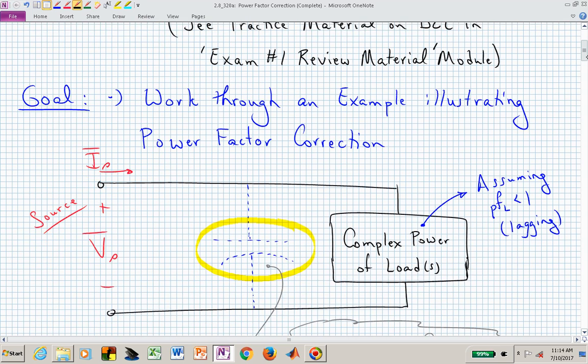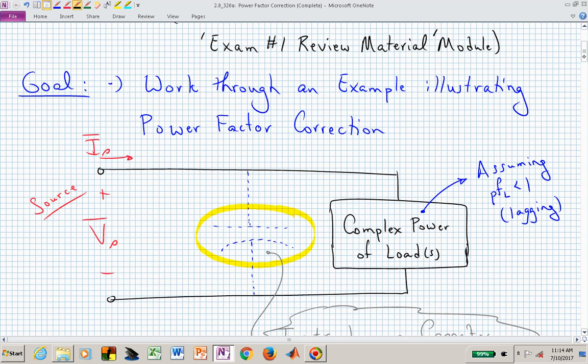What I want to do now is work through an example illustrating power factor correction. We've actually seen in an earlier example that if we had two loads, those two loads could locally be exchanging current back and forth and not requiring the source to supply as large a current magnitude as we might need to support each of those individual loads.